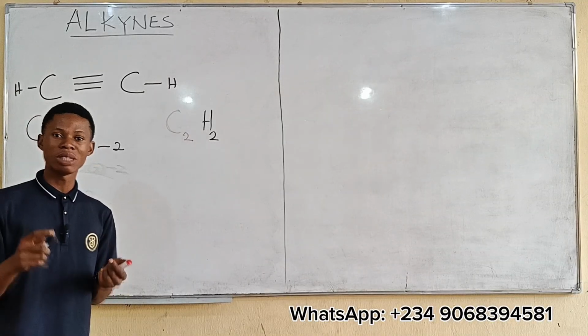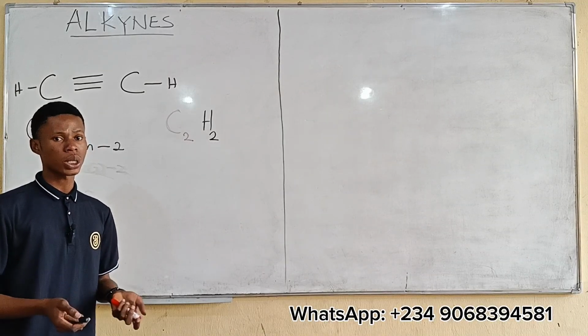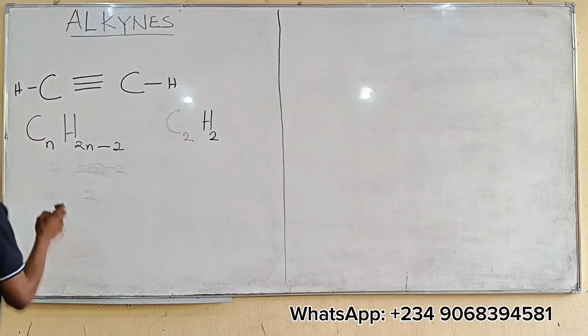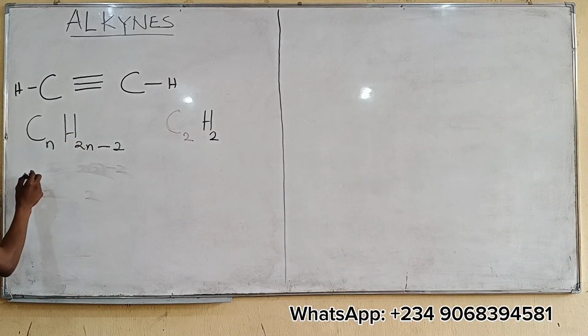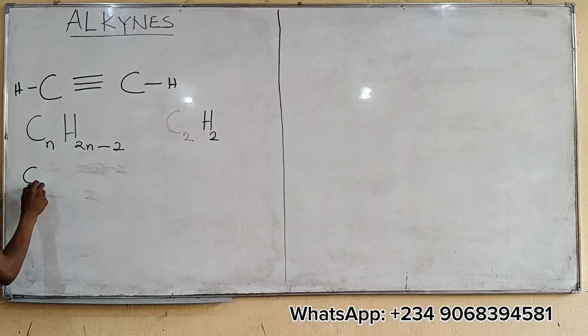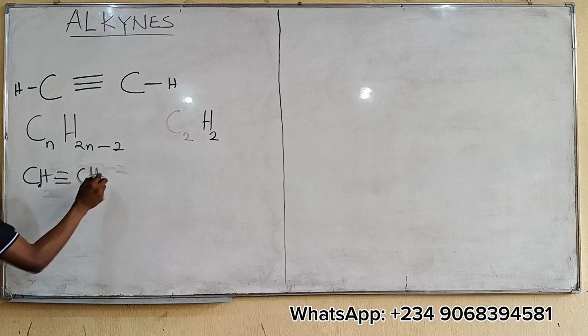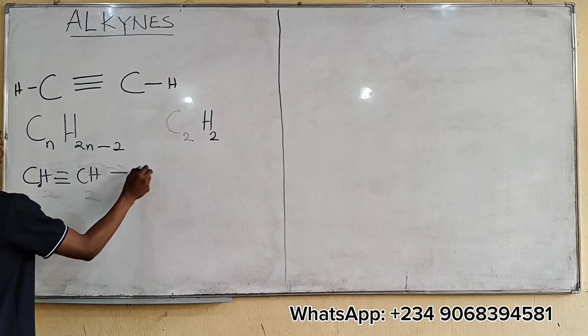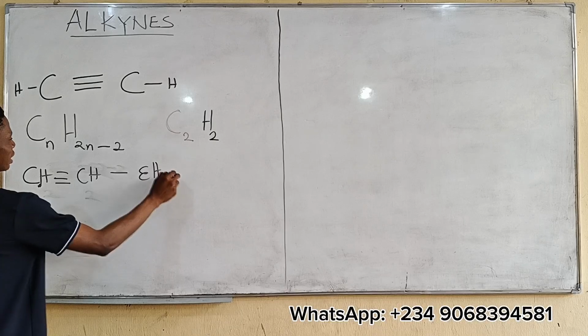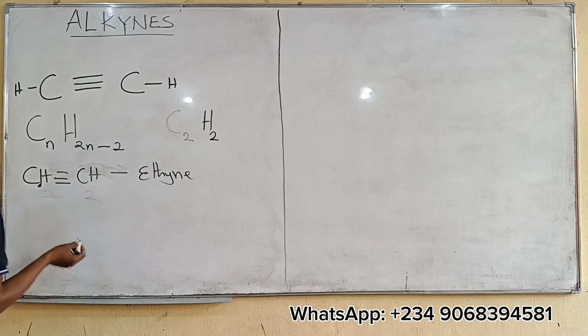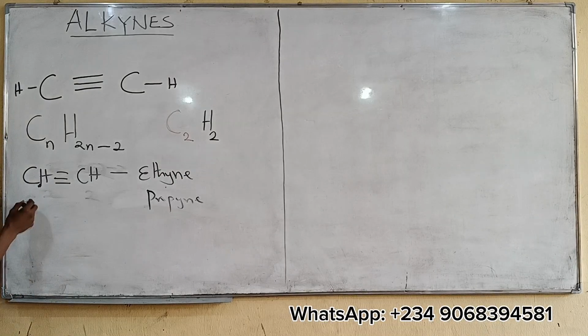Let's see how we can name the alkynes. To name the alkyne is very simple. The simplest alkyne has 2 carbons: CH triple bond CH. This is the simplest alkyne, and this is ethyne. The next one is propyne. Propyne is the next one, and you know we have 3 carbons.